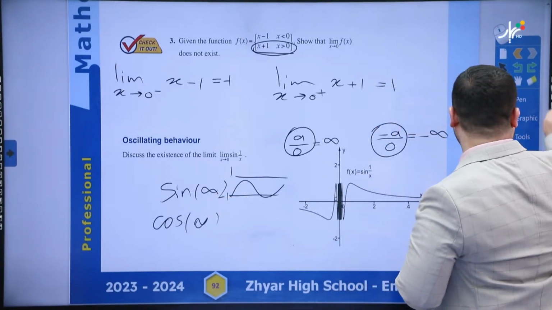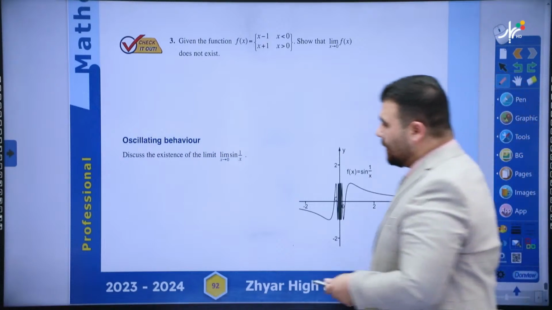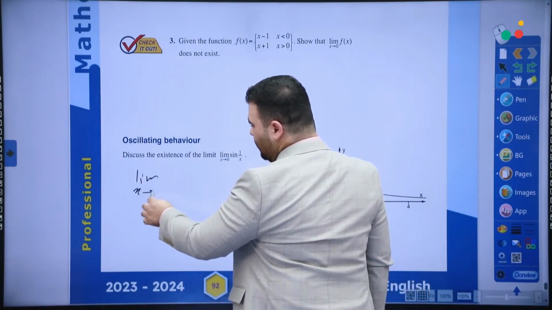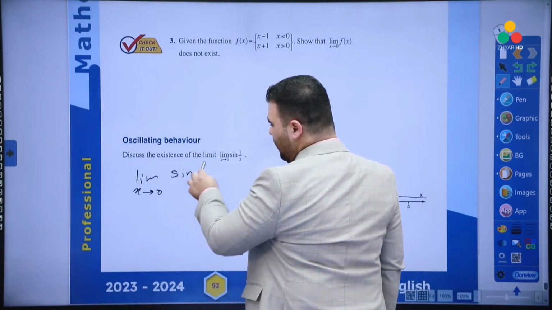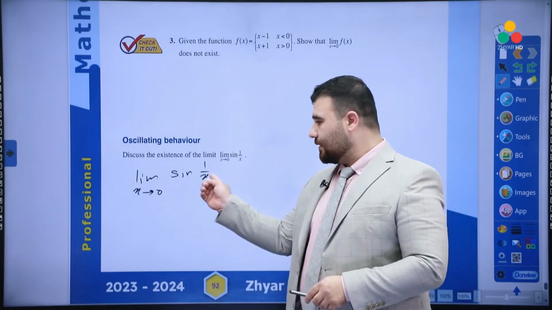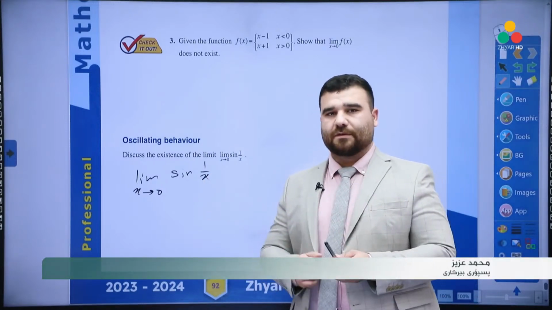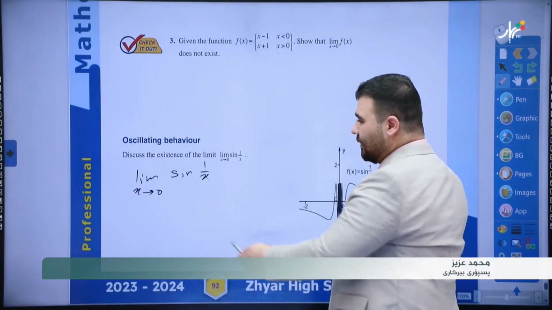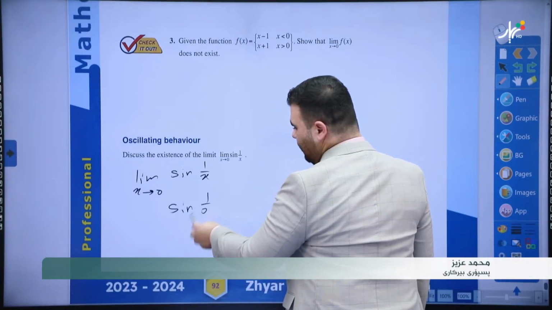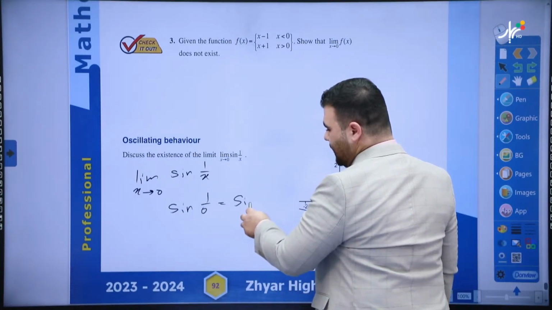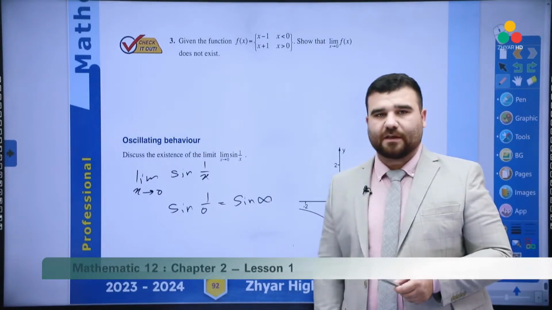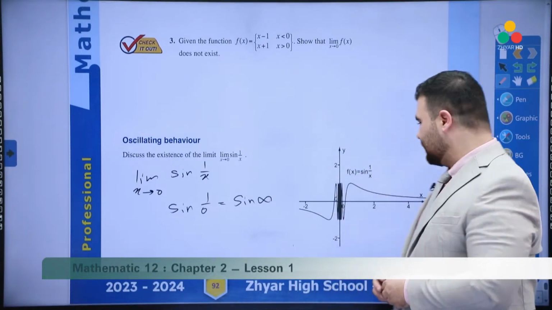Let's do this example. We can understand this better. The question says find the limit x approaching 0 of sine 1 over x. All right. If I directly put 0 here, it will not be 0 over 0. Then it is something. If I put 0 here, it will be sine 1 over 0. This is sine infinity. Sine infinity is oscillating behavior. The limit does not exist.